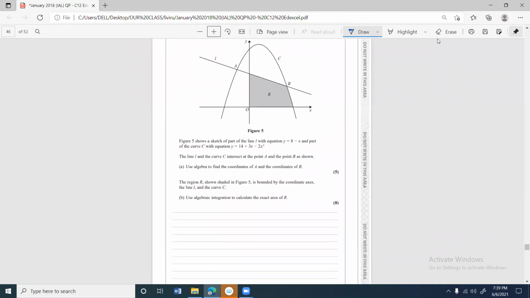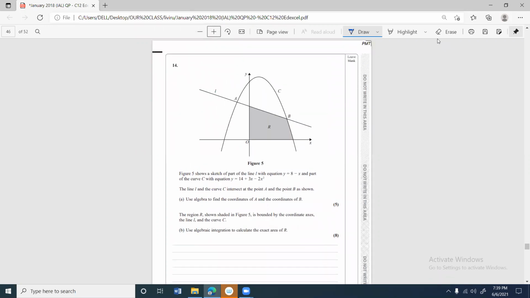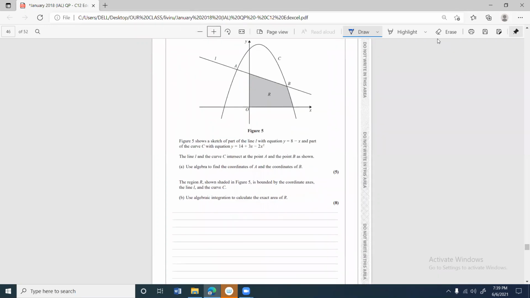Okay. Figure 5 shows a sketch of a part of a line L with equation y equals 8 minus x and the curve C with y equals 14 plus 3x minus 2x squared. Lines L and C intersect at points A and B, and we find the coordinates of them. If you need to find the intersection between the straight line and this curve, you need to solve them as simultaneous equations.